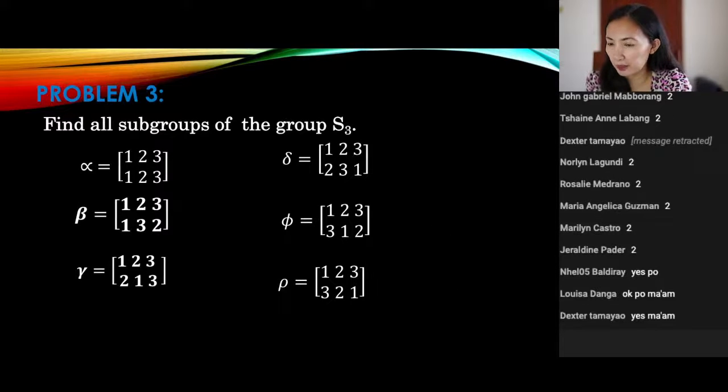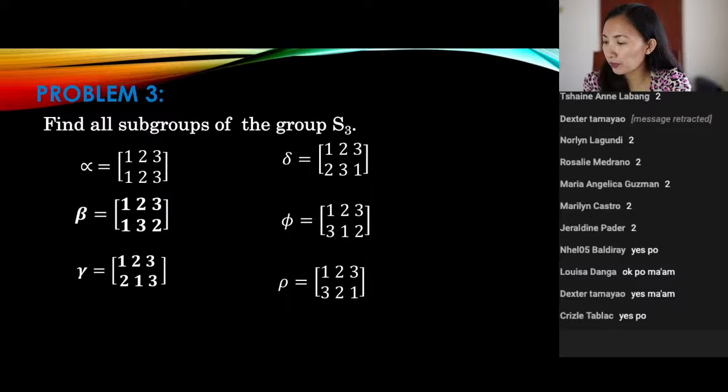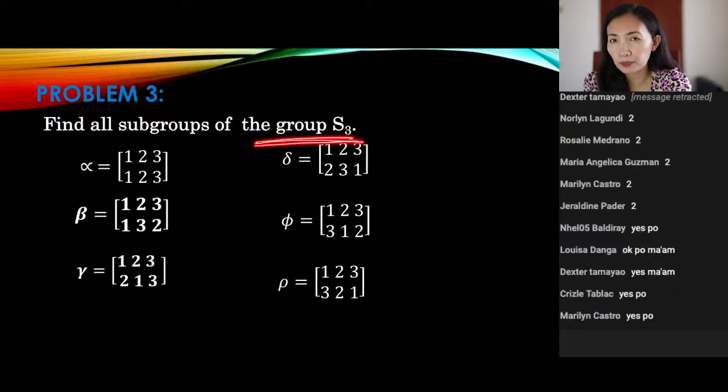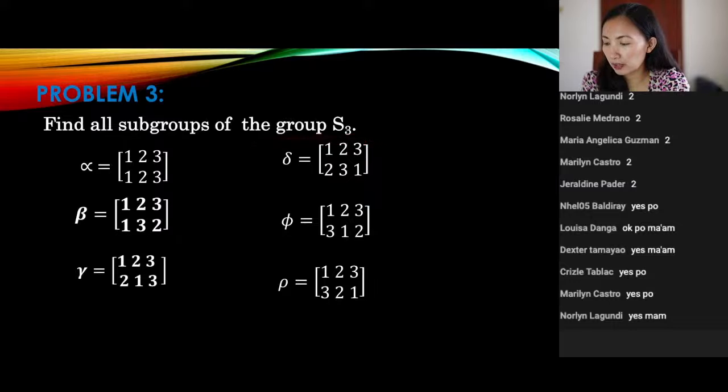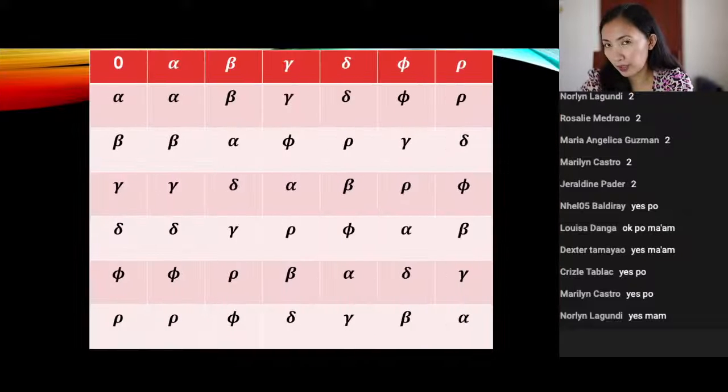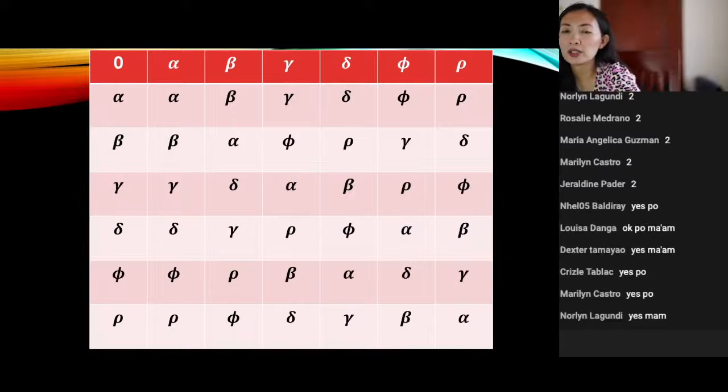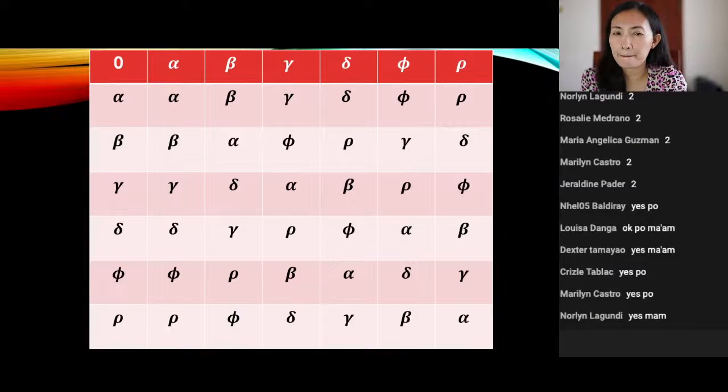Ito, problem number 3. Okay? Find the subgroups of the group S sub 3. Can you remember S sub 3? That permutation group? Okay, the permutation group. S sub 3, set of permutations on 3 symbols or on 3 letters, on 3 numbers. Arrangement, remember? But we made use of different Greek symbols dun kasi. But meantime, may we use alpha, beta, gamma, delta, phi, and rho. And the table is already available. Nandito naman na siya. It's similar to the table which we have generated last time when we discussed permutation.